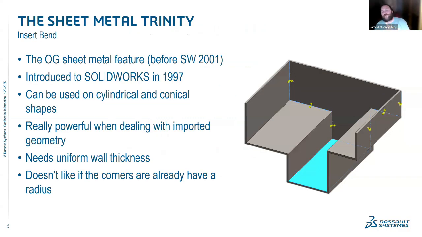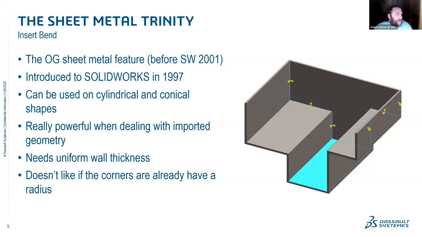The first thing I want to talk about is a feature in the sheet metal suite called insert bend. Insert bend is really the OG sheet metal feature, the first thing that was released in '97. So this is what, 3 or 4 years after SolidWorks was actually released. This was the first sheet metal feature added to the software. Up until SolidWorks 2001, it was the way that users created sheet metal parts in SolidWorks.